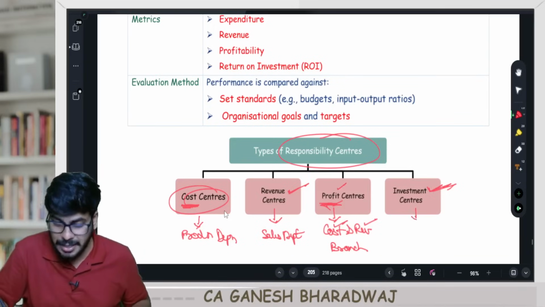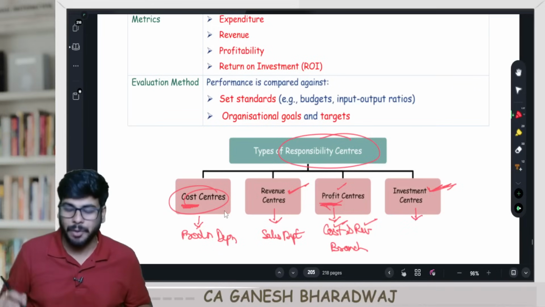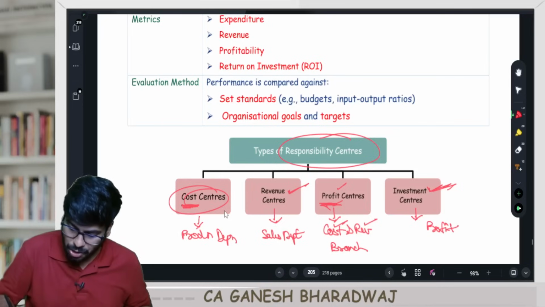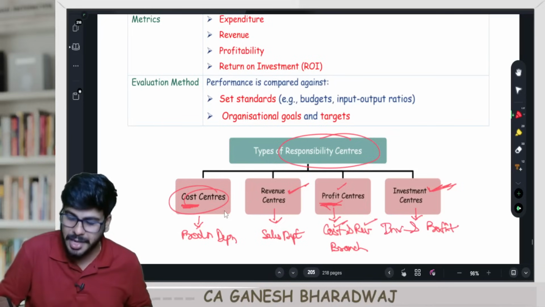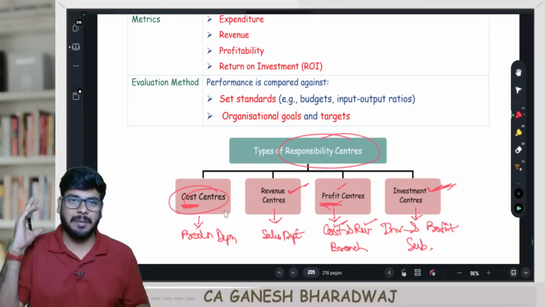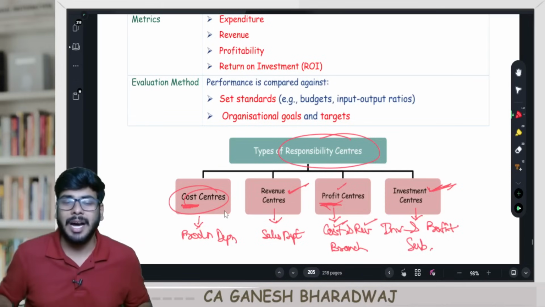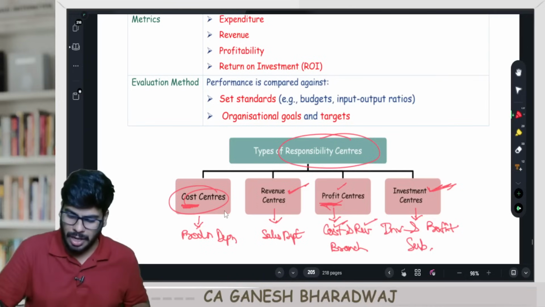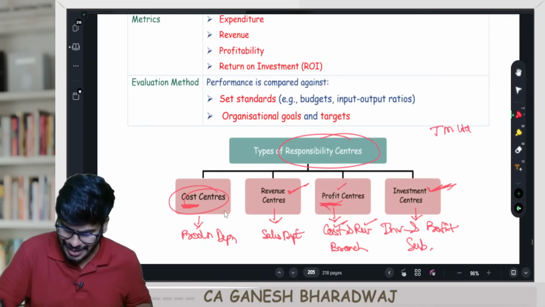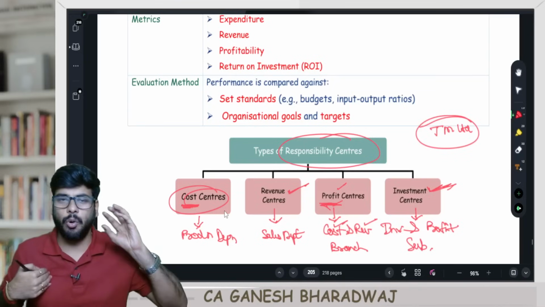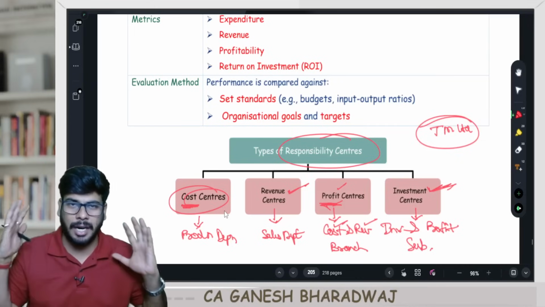Then investment center. This particular investment center is responsible not only for profit, but it is also responsible for bringing in the investment. Example, a subsidiary company. Let us say I am Tata Sons. Tata Sons has one subsidiary called Tata Motors Limited. It is a separate company by itself. The holding company is Tata Sons, so it holds a stake in Tata Motors.